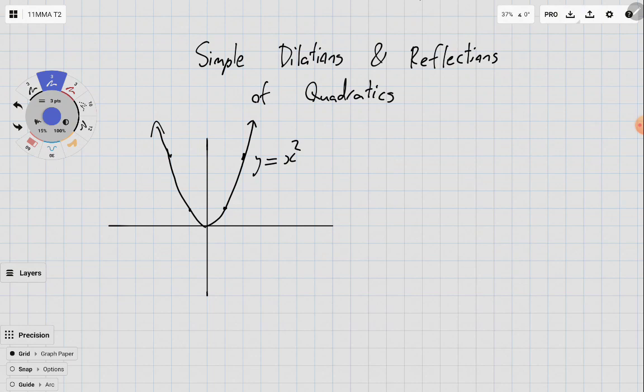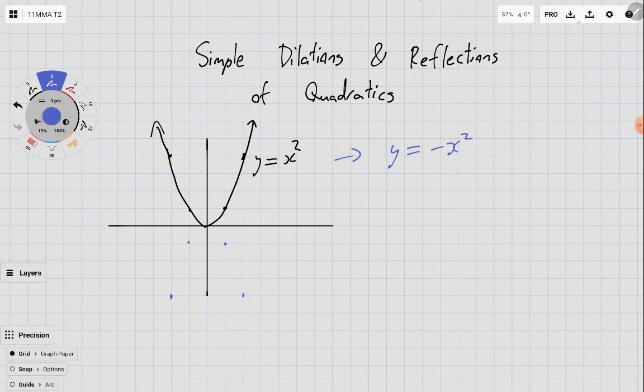If it's been translated at all, moved, slid somewhere else, then that's no longer going to be the case. But in this particular case, you can see that if I reflect it in the y-axis, nothing's going to happen. However, if I reflected it in the x-axis, something would happen. This would become y is equal to negative x squared, and it would look something like this.